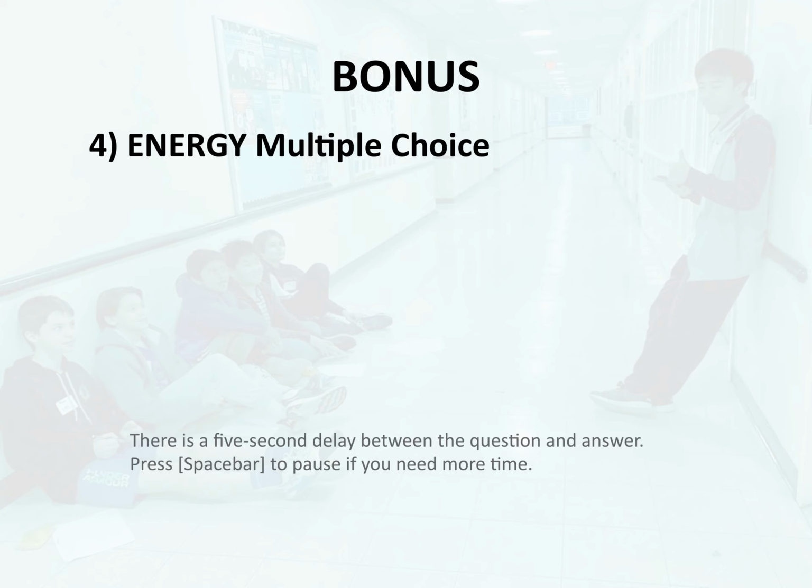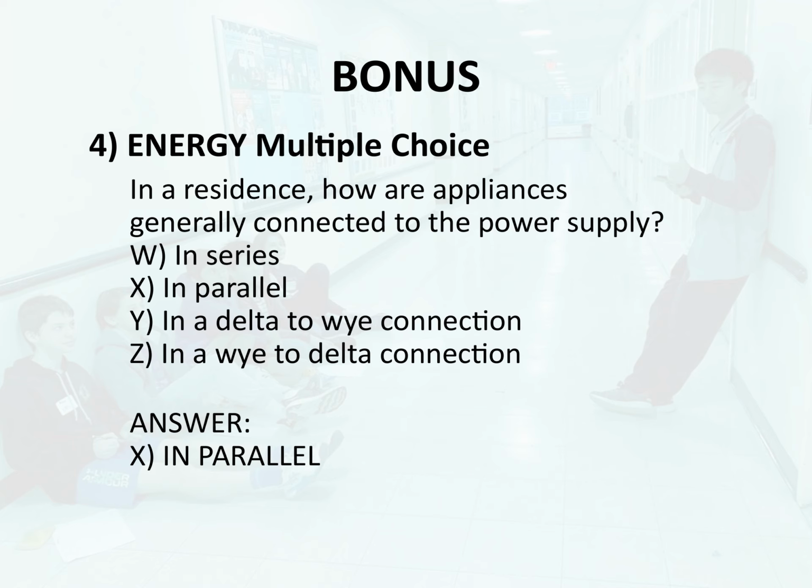Bonus 4. Energy multiple choice. In a residence, how are appliances generally connected to the power supply? W. In series, X. In parallel, Y. In a delta to Y connection, Z. In a Y to delta connection. Answer, X. In parallel.